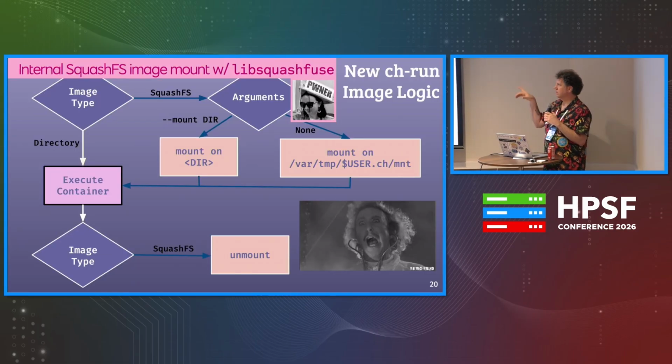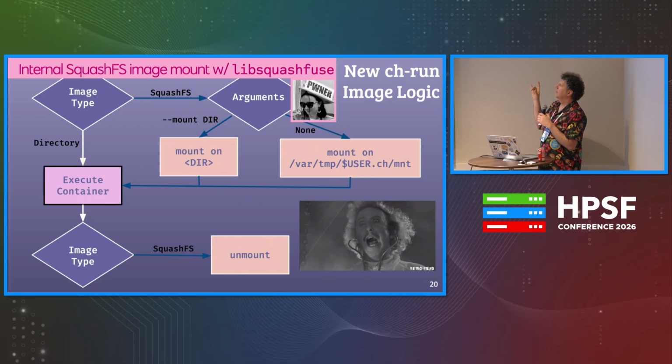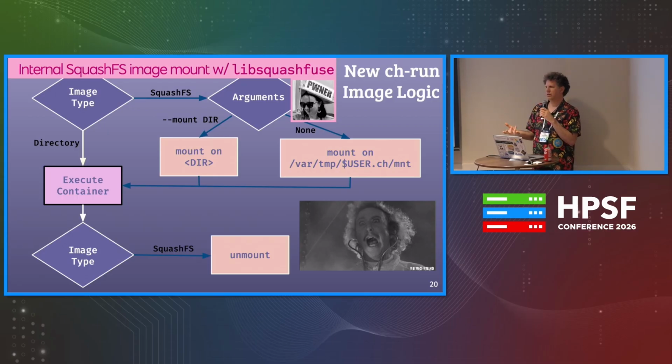Squash mounts. This is one Megan did. This is more like a workflow simplicity, right? Charliecloud will mount your SquashFS image internally, and unmount internally. The user doesn't have to mess with mount and unmount stuff.